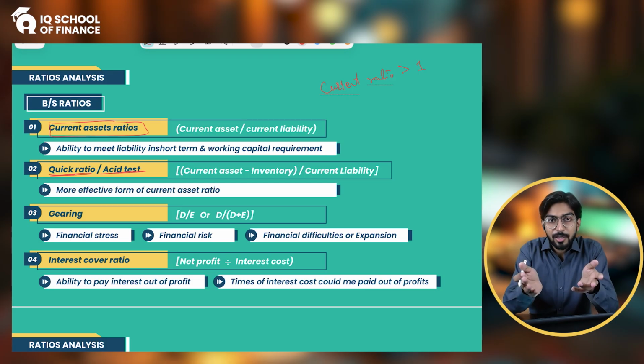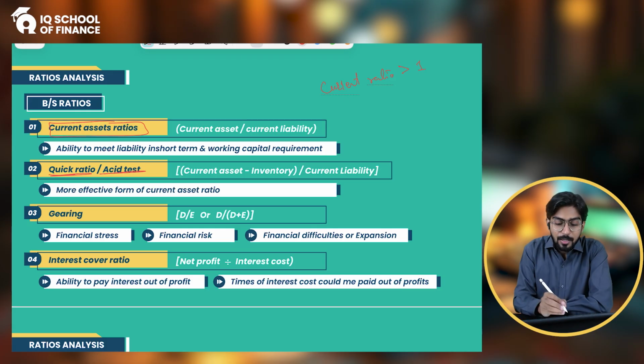So it's not in your hand, but the other assets, they are more or less in your hand. That is why, if you want to do a better analysis, remove the inventory from your current assets and do an acid test, a quick ratio test. How is it done, sir? Remove the inventory from the current assets and divide them by the current liability. It tells you the more effective form of the current ratio.